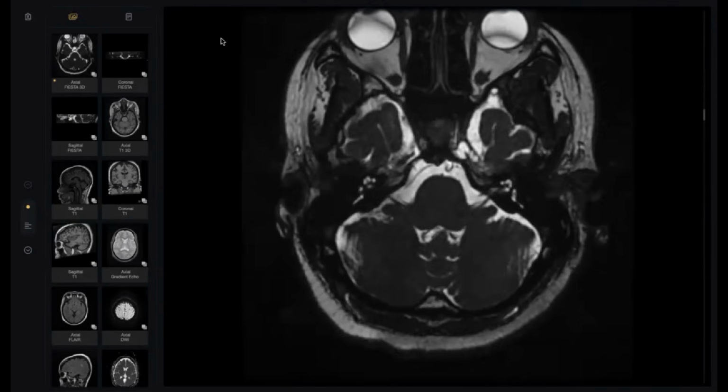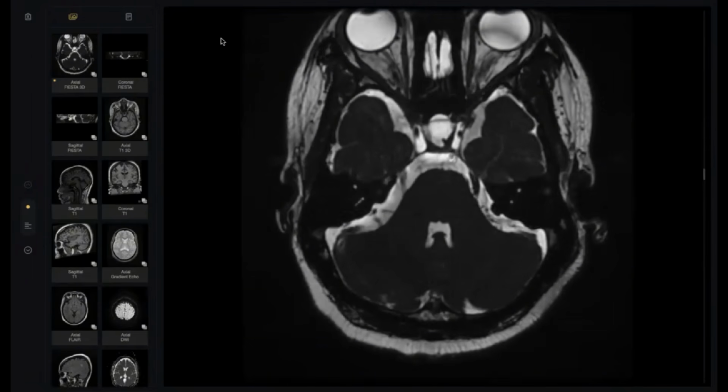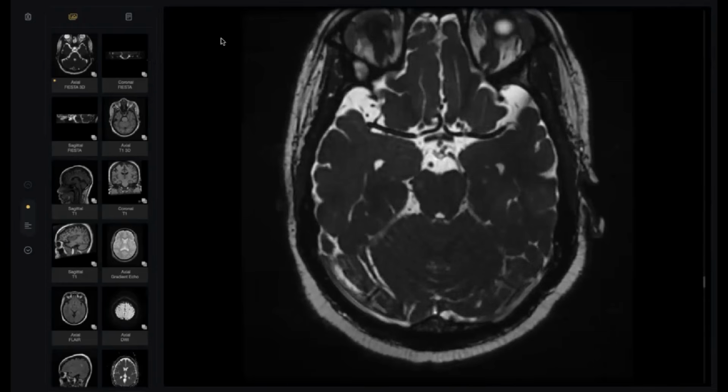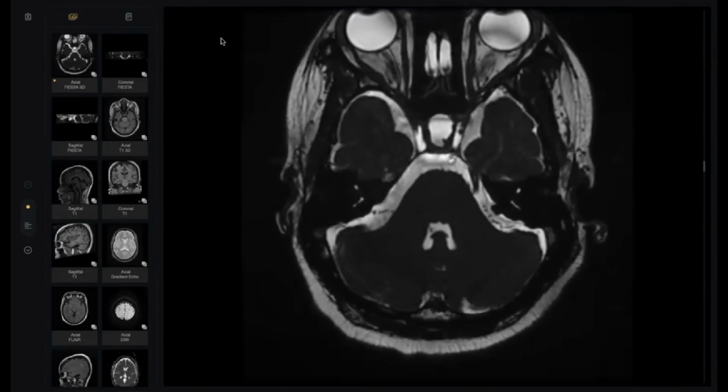Ask for another plain MRI. Okay. So I didn't see any striking abnormality in this sequence. So maybe if I can have a look at other sequences such as T2 or FLAIR.